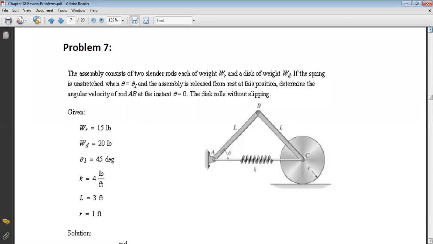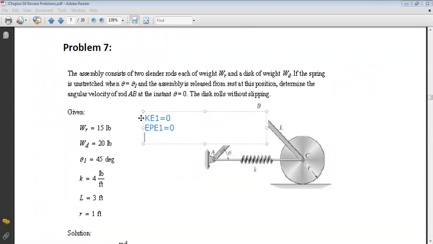Okay. So first, this is my initial position. They said that at the initial position my system is at rest, so I can say that the kinetic energy at state 1 is 0. And they said that at this position my springs are unstretched, so the elastic potential energy at state 1 is also equal to 0. I only still have the gravitational potential energy at state 1.